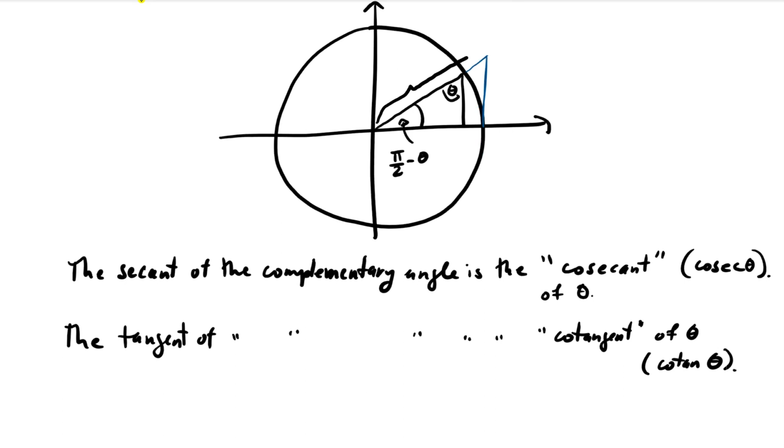So this side here, which is the secant of the complementary angle, is going to be called the cosecant of theta. While this side here, which is the tangent of the complementary angle, is going to be called the cotangent of theta.